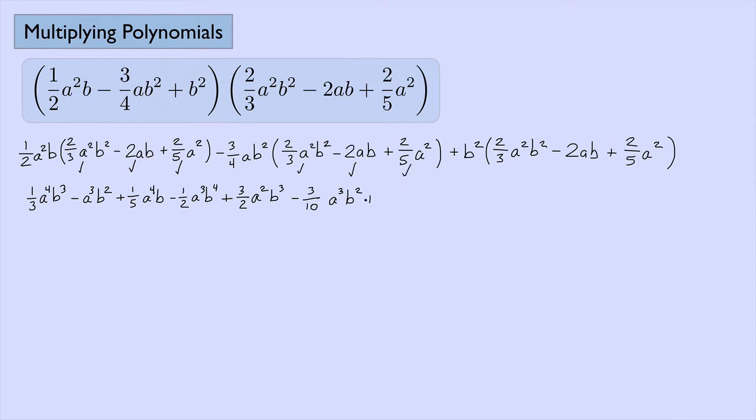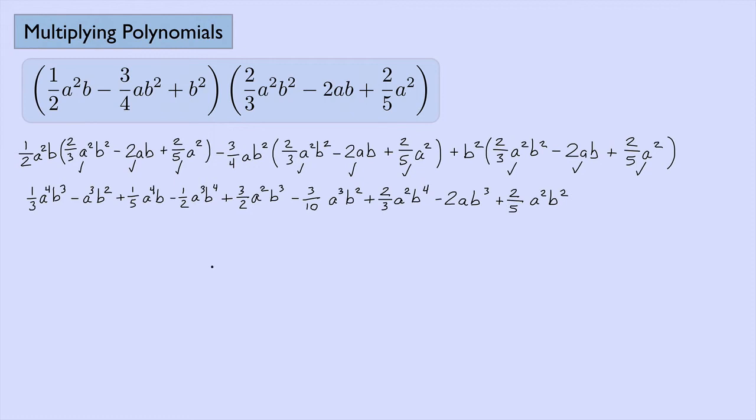Now I have this one. So this is going to be a 2/3. And then I have an a squared, and it's going to be a b to the 4th. A squared b to the 4th. Done with that. This one is going to be negative 2ab to the 3rd. Done with that. And finally, the last one here is going to be 2/5 a squared b squared. Done with that.